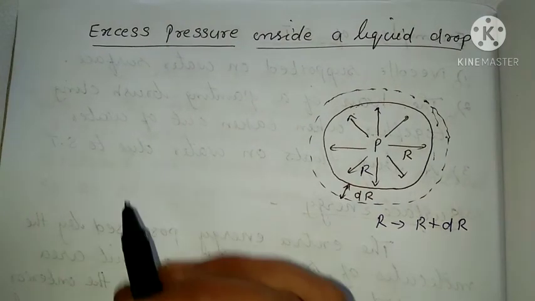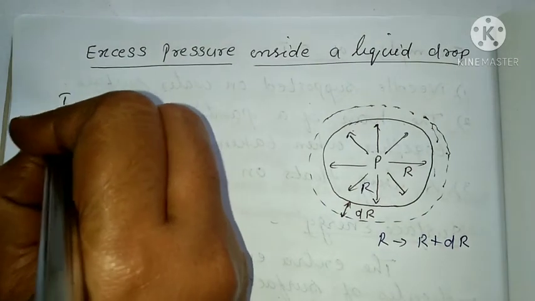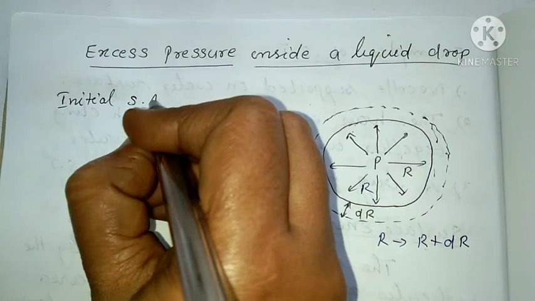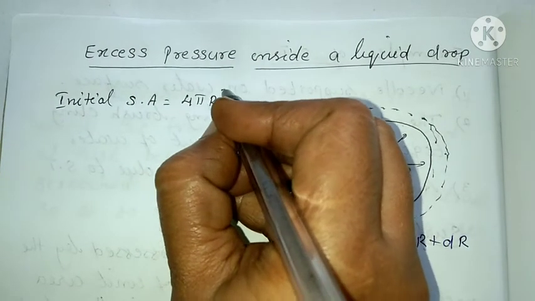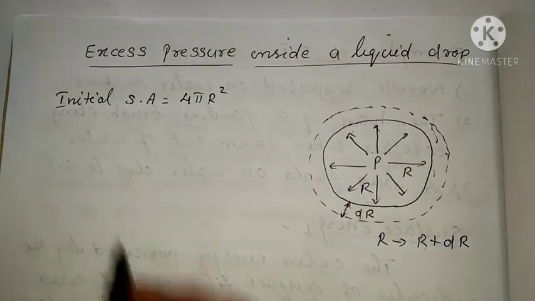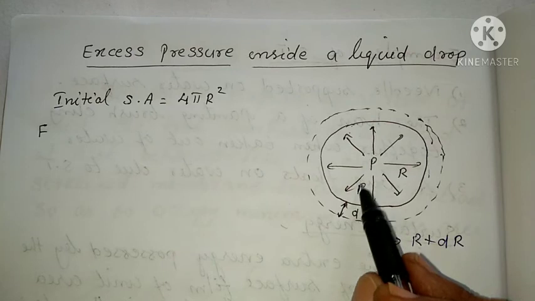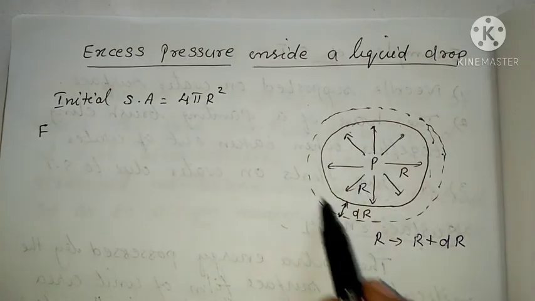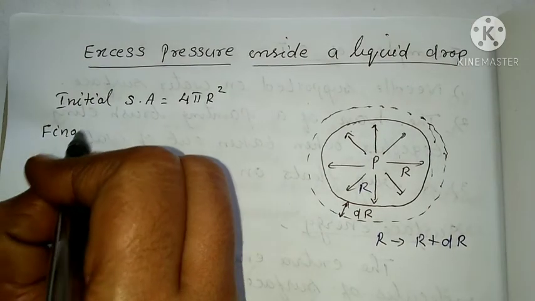What is the initial surface area of the liquid drop? The initial surface area equals 4 pi r square, where r is the radius of the liquid drop. Due to the excess pressure its size increases to r plus dr, so its area increases. What is the final surface area?